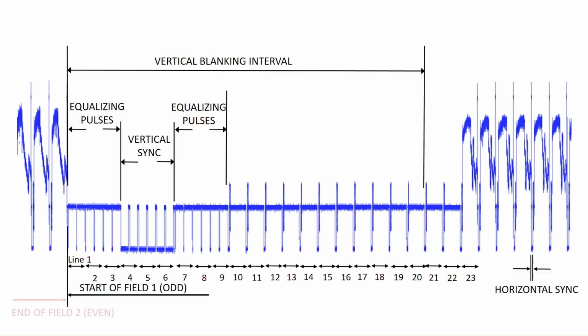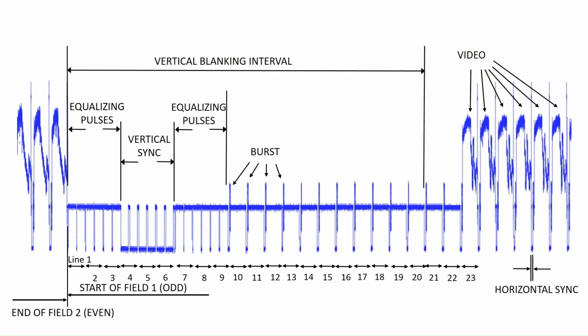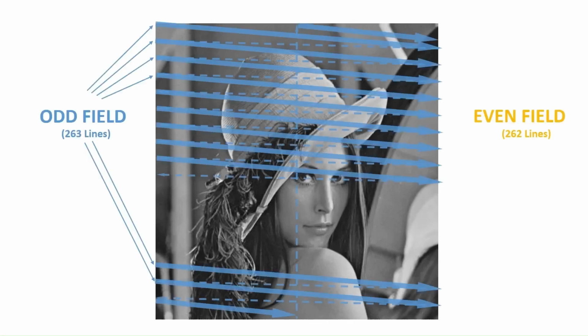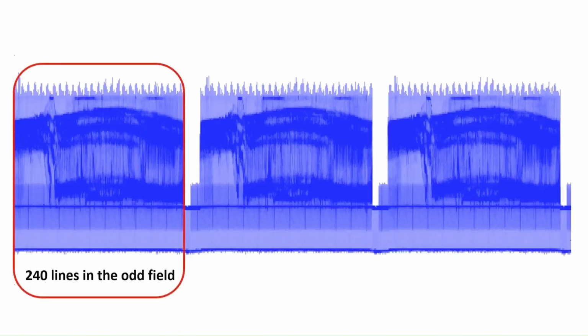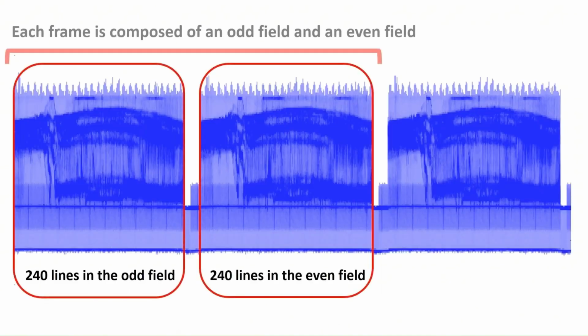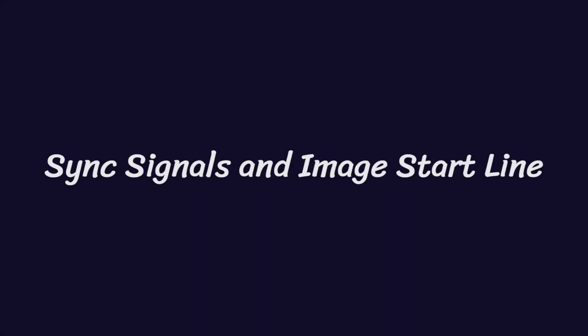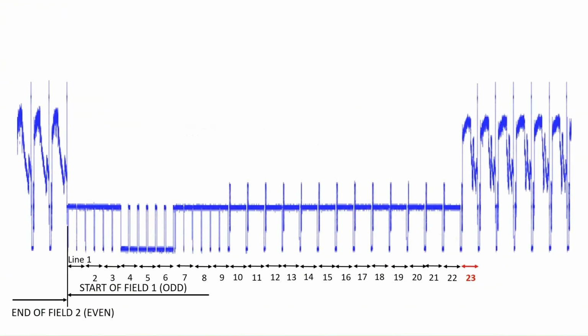A complete image is formed by the interlaced display of odd and even fields. The odd field consists of 263 lines, while the even field has 262 lines, with each field containing 240 lines of image data. Additionally, for this device under test, the image signal starts at line 23.